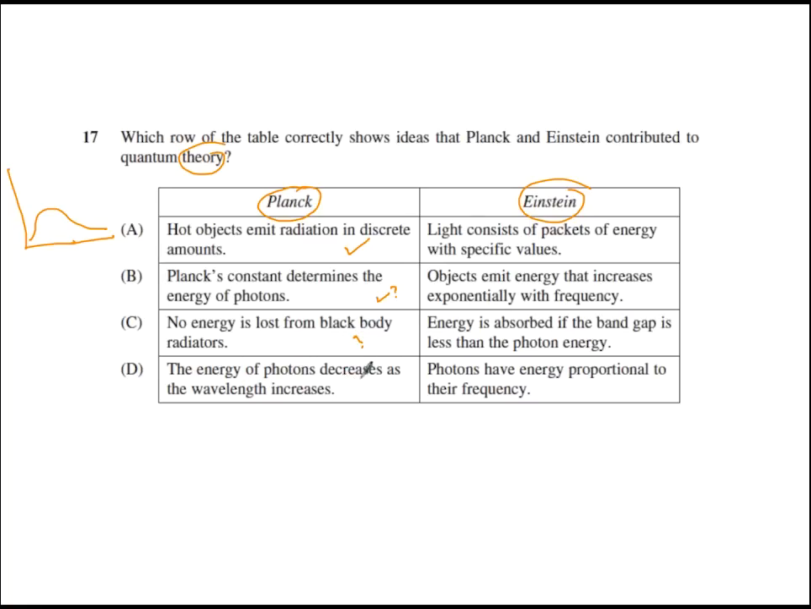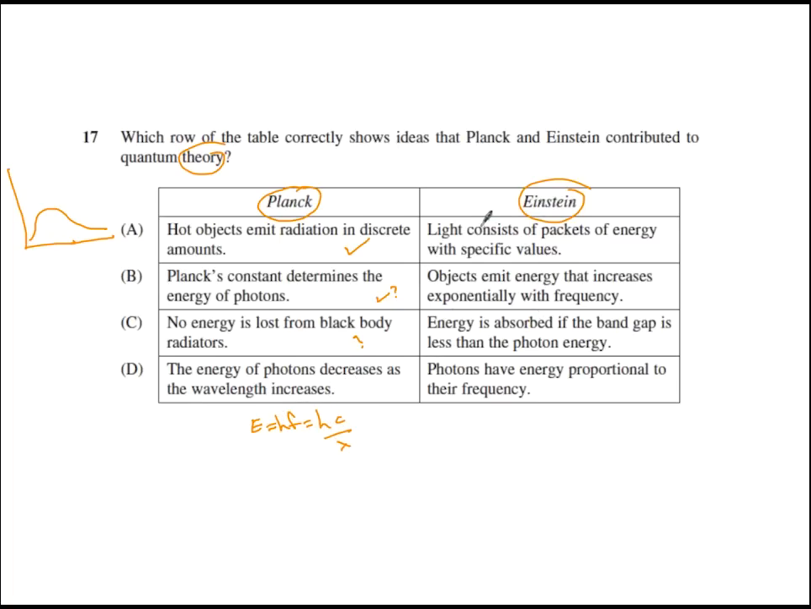The energy of the photons decreases as the wavelength increases. Okay. And again, if energy is equal to hf, which is equal to hc over lambda, well, you can see if the wavelength increases, the energy decreases. But, you know, Planck may not actually have made that major contribution. It's just a substitution in terms of Planck's constant.